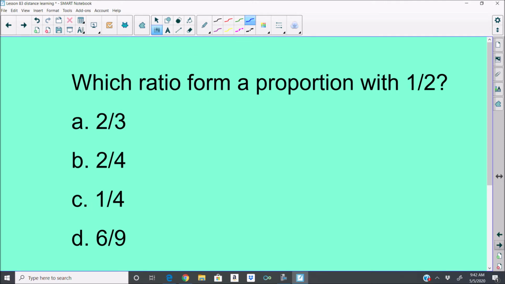Which ratio forms a proportion with 1/2? Sorry about the way these fractions are set up. I think it's easier to look at this way. So which ratio forms a proportion with 1/2? What's an equivalent fraction? Take a look at those. The answer would be B, 2/4, because those are equivalent, right?